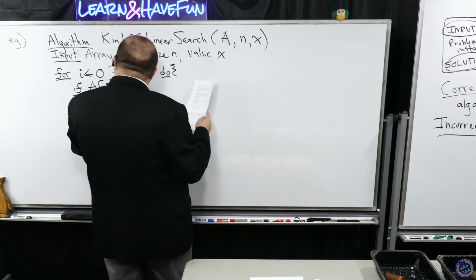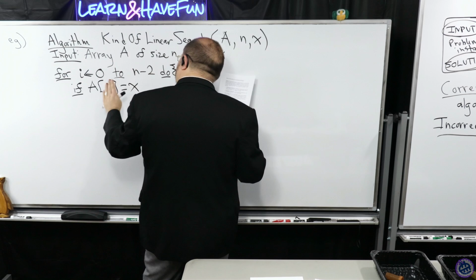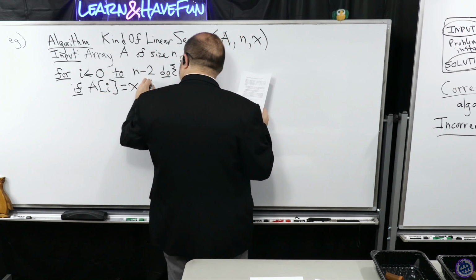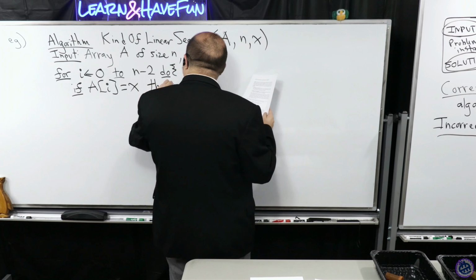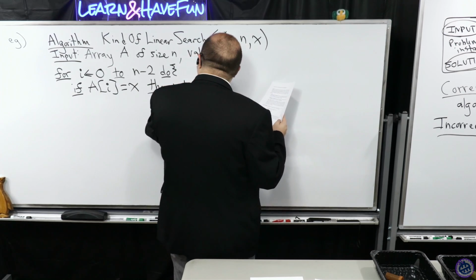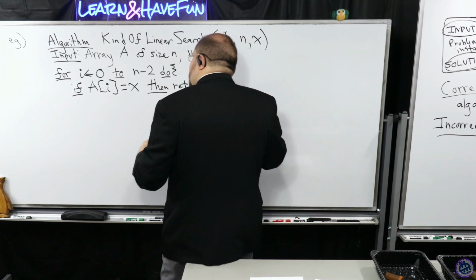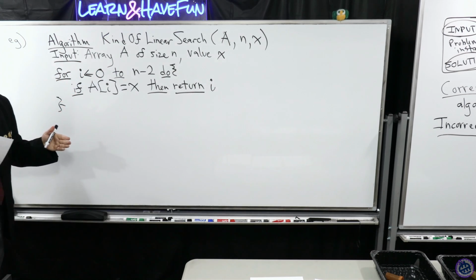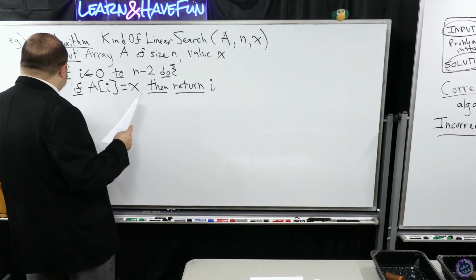So we check if A sub i, I'm going to check the value at position i in A. I'm going to see if it's equal to X. If that's the case, then I'm just going to return that position because I got a match. However, if I am able to go through all these positions, I'm going to return -1.